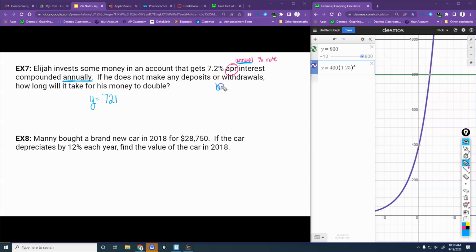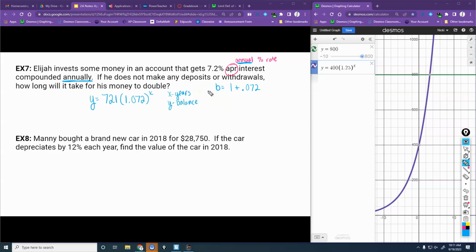Then we need our B value. Okay? So the B value, this is interest, so it's increasing. We got growth here, 1 plus. Elijah, what would I use as my decimal for 7.2%? It would be 0.072. So we get 1.072 here to the x power. X is your years. Y is your balance or your value of the account.